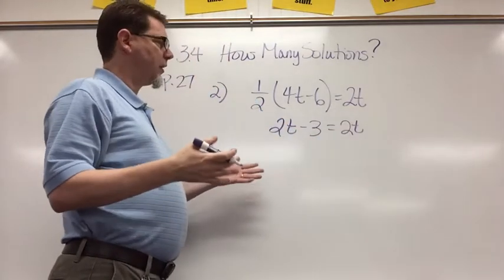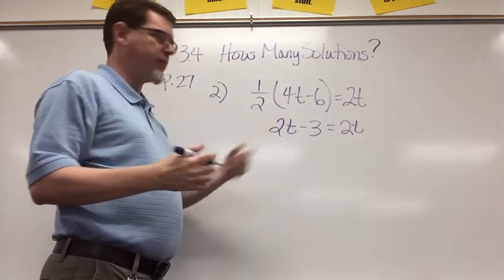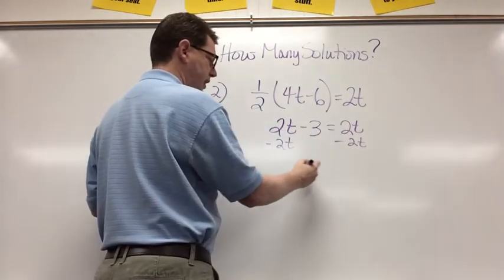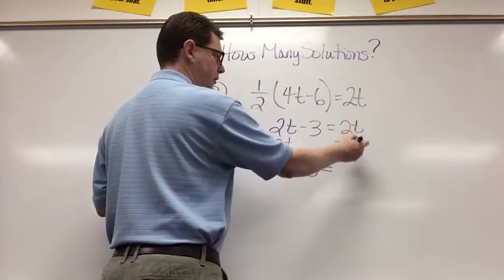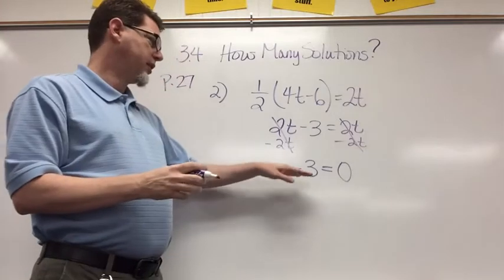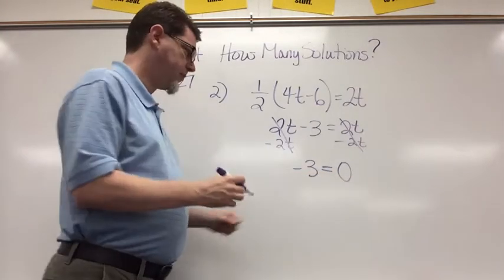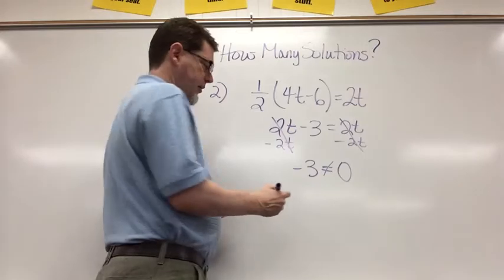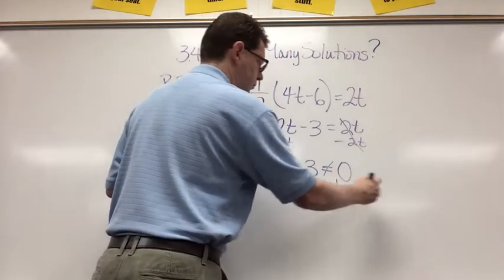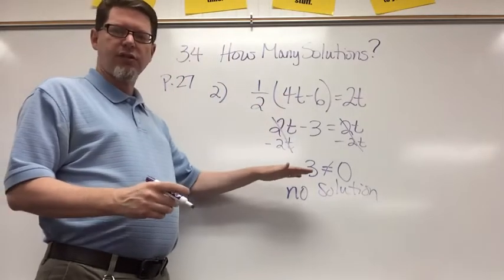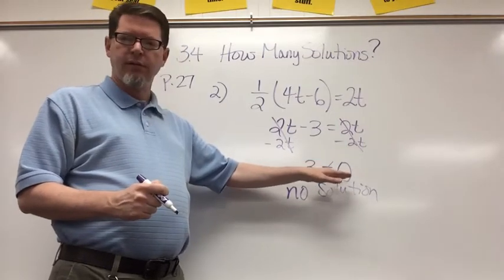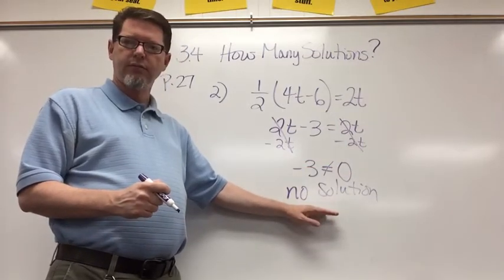Well, again, I notice that if I subtract 2t from both sides, I'm left with negative 3 equals 2t minus 2t is 0, because those cancel. Well, we know that negative 3 does not equal 0, so I can put a slash there, and my answer again is no solution. So once again, if I finish solving my equation correctly, and I get a number that does not equal another number, then the answer is no solution.